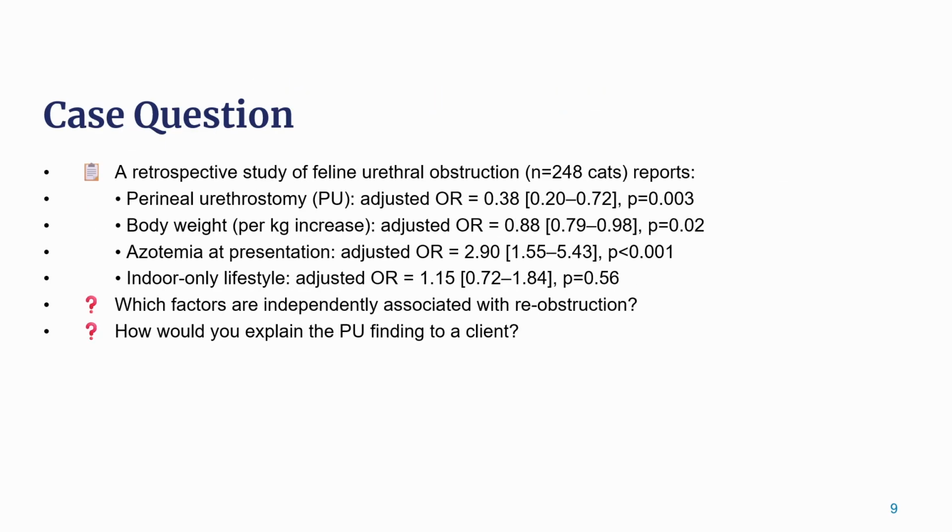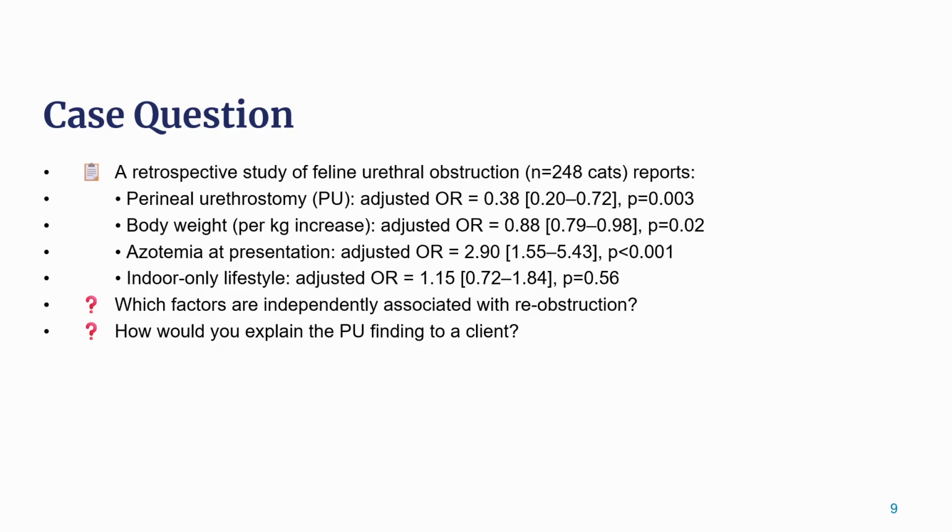Let's work through this case question systematically. The outcome is recurrent urethral obstruction. Let's go row by row. Perineal urethrostomy. Adjusted OR equals 0.38. CI is 0.2 to 0.72. Does not cross 1. Significant. PU is associated with 62% lower odds of reobstruction compared to cats managed medically. This is a meaningful protective effect and is statistically robust.